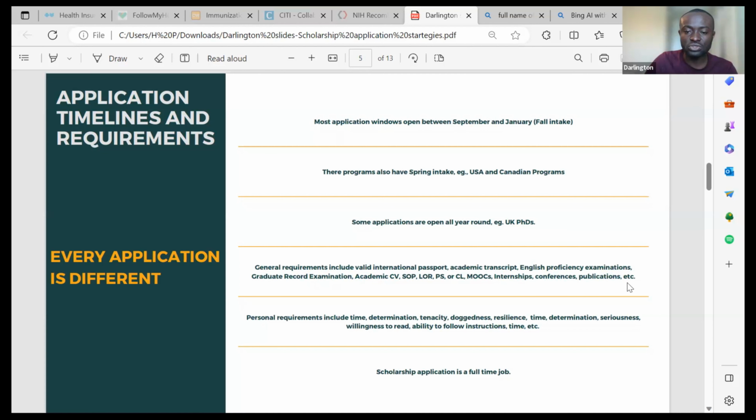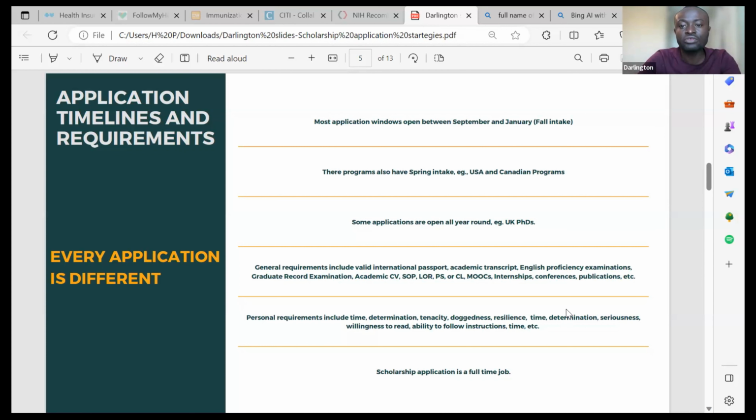Apart from that, you might also need to take some massive open online courses. I'm going to emphasize this later on in a later topic. You might need to get some internship experiences, some conferences, local and international publications. When we talk about MOOCs, internships, conferences, publications, these are things that can make your application outstanding. I mean, they are not mandatory to have, but they are things that should make your application outstanding.